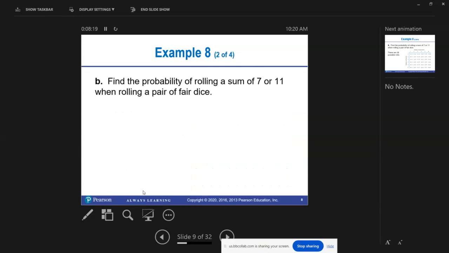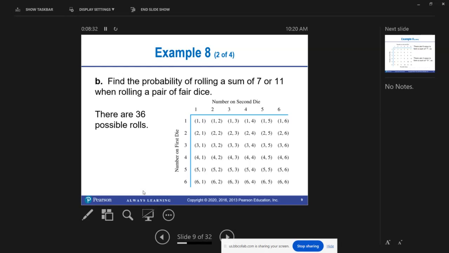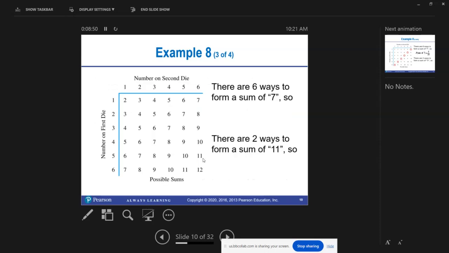On B, find the probability of rolling a sum of 7 or 11 when rolling a pair of fair dice. So we saw earlier, there's a possibility of 36 different rolls. Now, if I go through here on each of these and figure out my sums, 1 plus 1 is 2, 2 plus 1 is 3, 3 plus 1 is 4, so on. I could make another table to show the sums, and this is what it would look like. There's my 1 plus 1 was 2, the 2 plus 1 is 3, and so on.